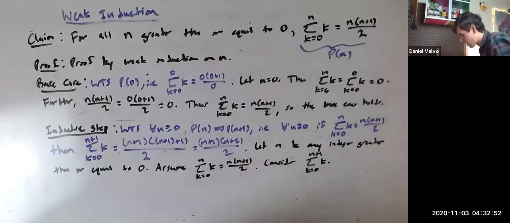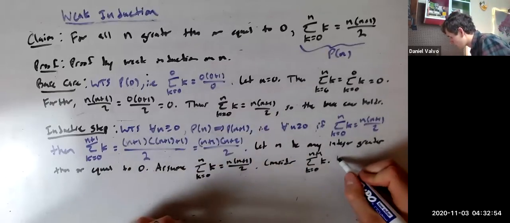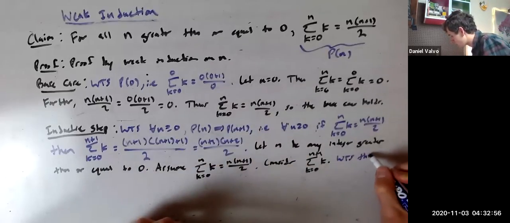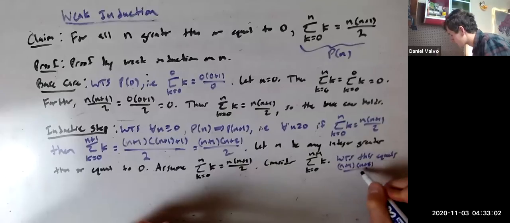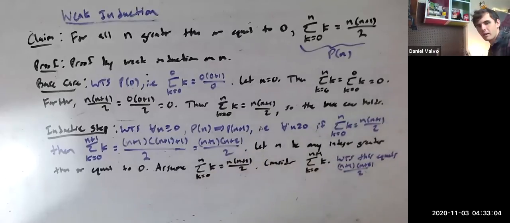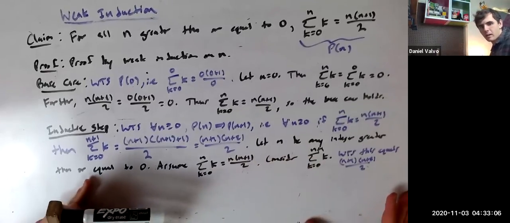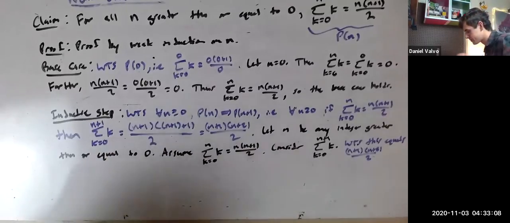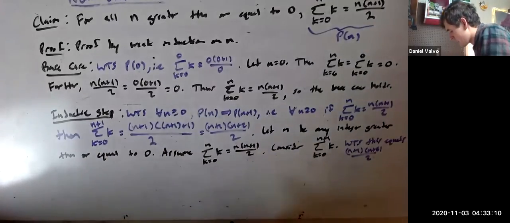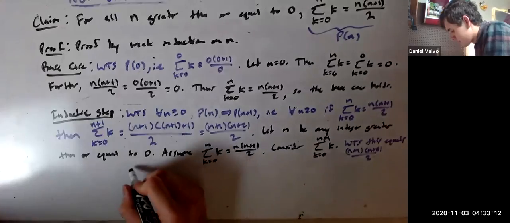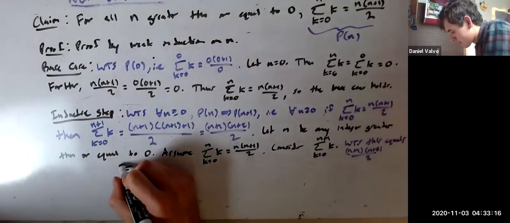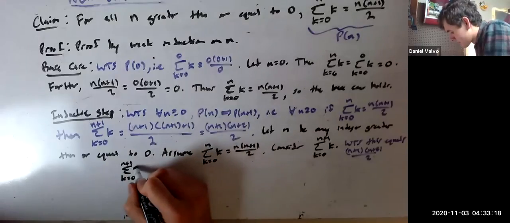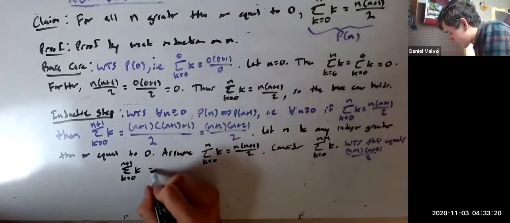And remember, we want to show that this equals n plus 1 times n plus 2 over 2. So consider this next sum: the sum from k equals 0 to n plus 1 of k.